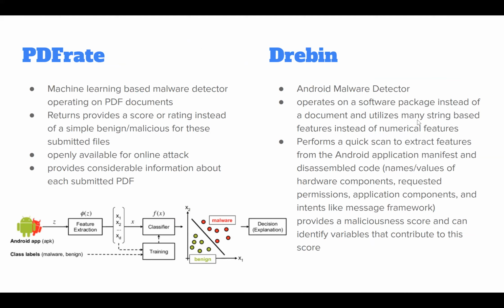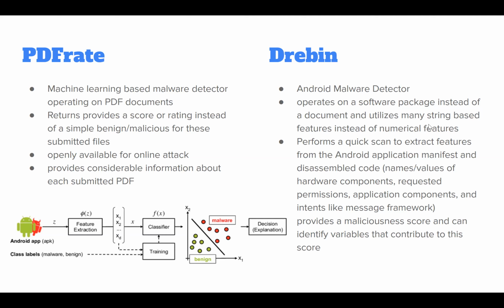So in order to conduct the research, we mainly use two pieces of software, PDF-Rate and Drebin, that will help us detect malicious documents. First we have PDF-Rate, which is a machine learning-based malware detector that operates on PDF documents. It returns a score or rating instead of a simple benign or malicious result for the submitted files. It is openly available for online attacks and provides considerable information about each submitted PDF.